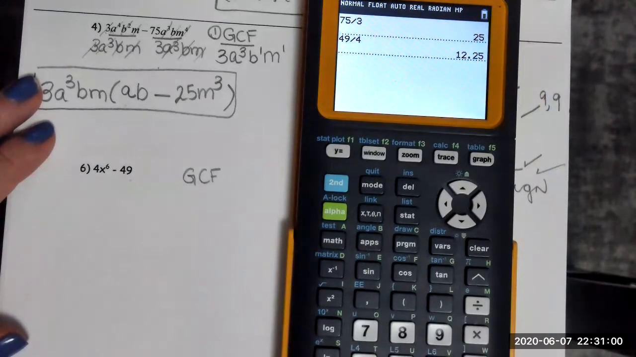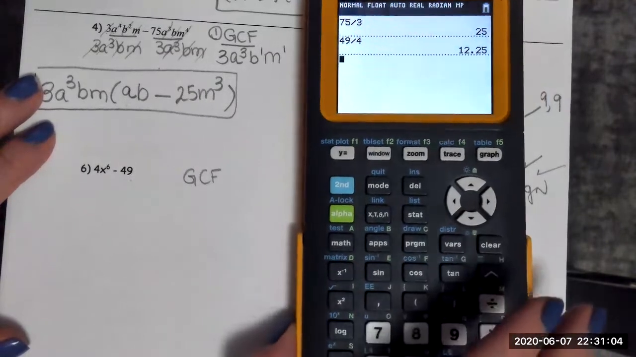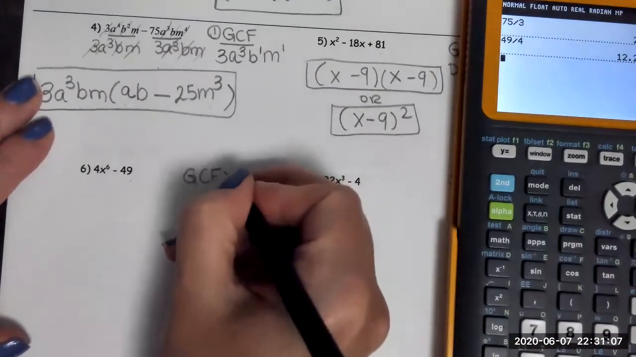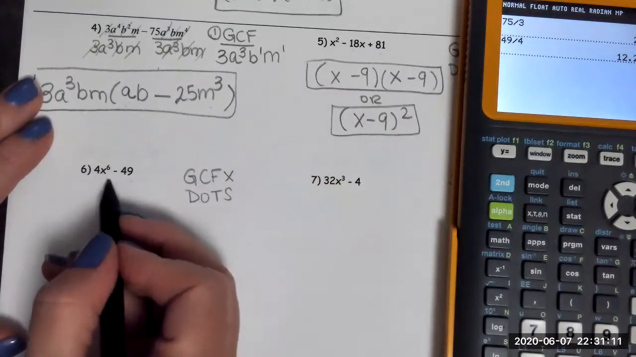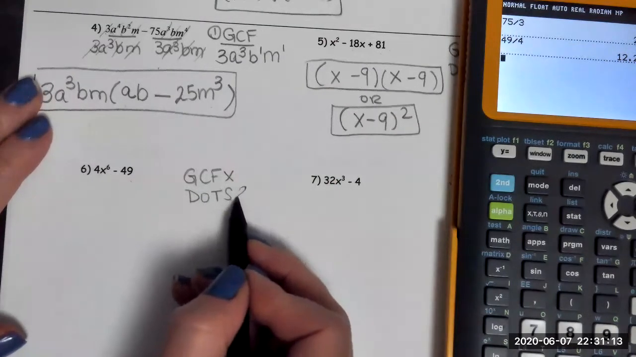Does not work out evenly. I know 49 is not going to divide by 2, and those are all the factors of that. So it's not going to be a GCF. What about a difference of squares on this one? Well, there are 2 terms, and there's a minus sign in the middle. So let's give it a shot.